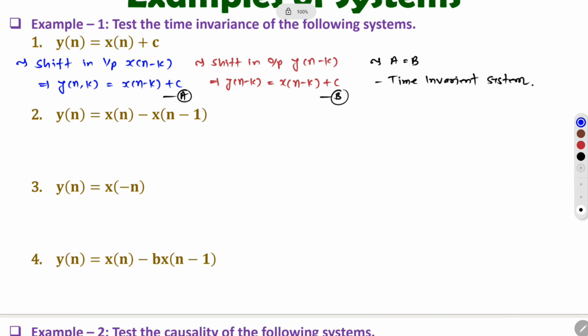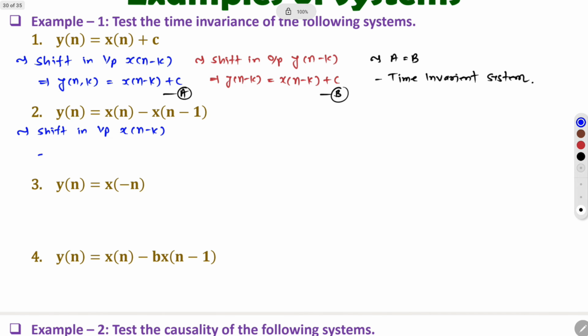Now let me check it for the second system. In the second system also we will provide a shift in input. So now the input will be x of n minus k. So our output will be y of n comma k. So instead of x of n, we have x of n minus k. And instead of x of n minus 1, we have x of n minus k minus 1.